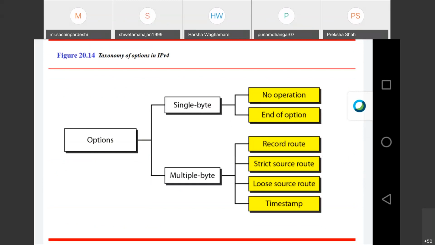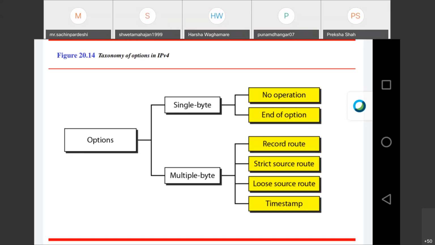The option field has two types, single byte and multiple byte. Single byte has two types: no operation and end of option. No operation means it does not have any use, and end of option is used as a filling option, like padding. It is simply adding 1 byte of data. The second is multiple byte, and the types are record route, strict source route, loose source route, and timestamp. You can easily understand their purposes by the name only.